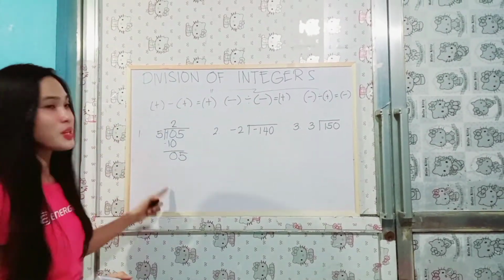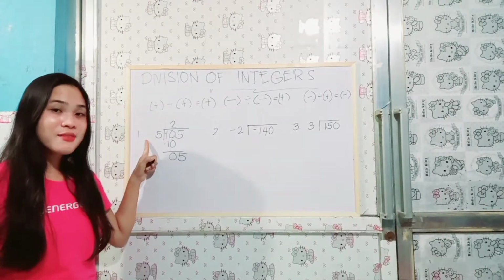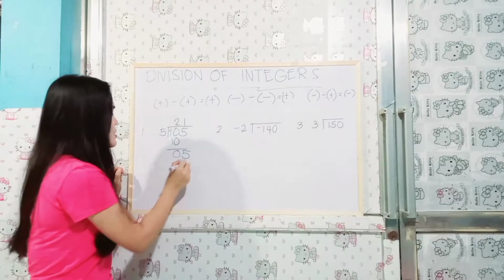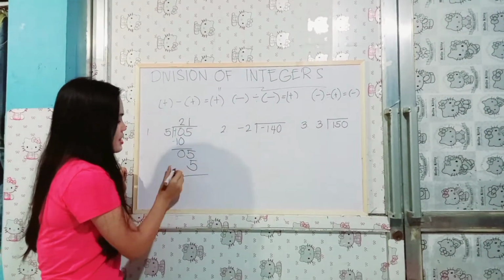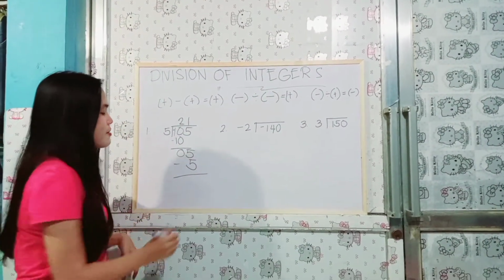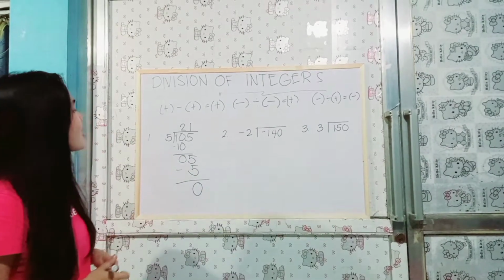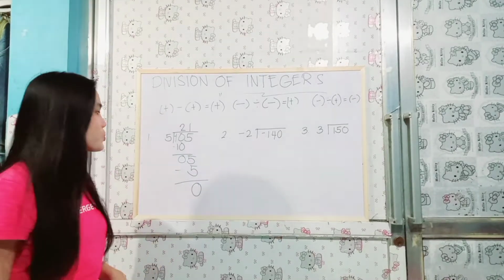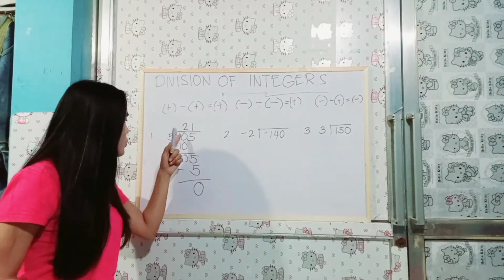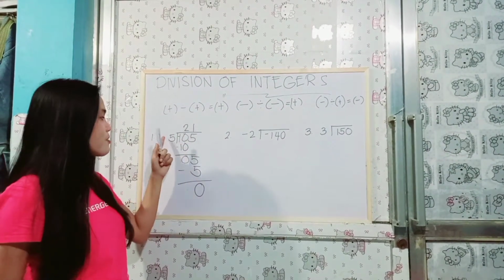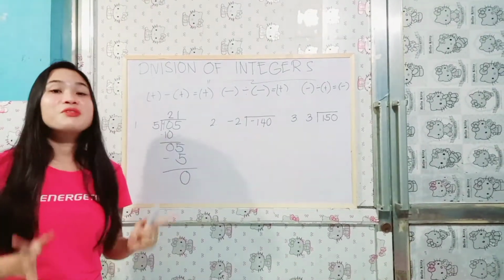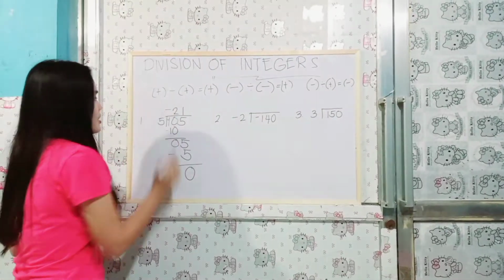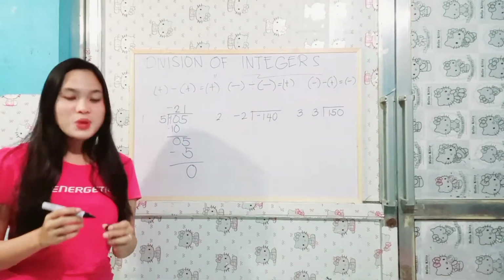Okay, so let's repeat the process. 5 divided by 5 is 1. 1 times 5 is 5. And then let us subtract. 5 minus 5 is 0. Okay, so we have here 21. So for the sign of our quotient, let's apply the rule. Since we have here negative 105 and positive 5, they have different signs. So therefore, our quotient will be negative. So our quotient is negative 21.